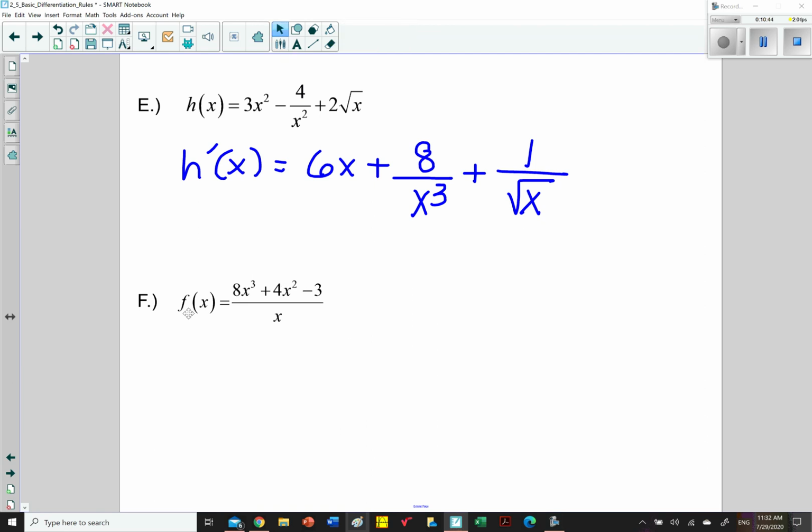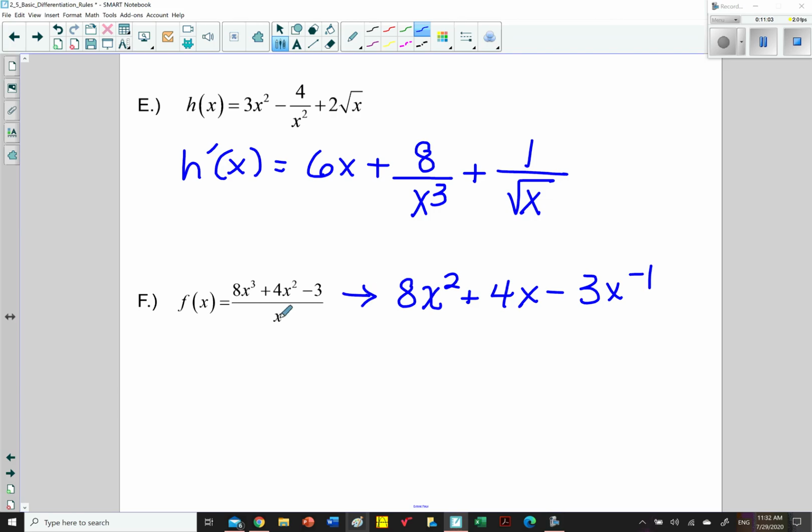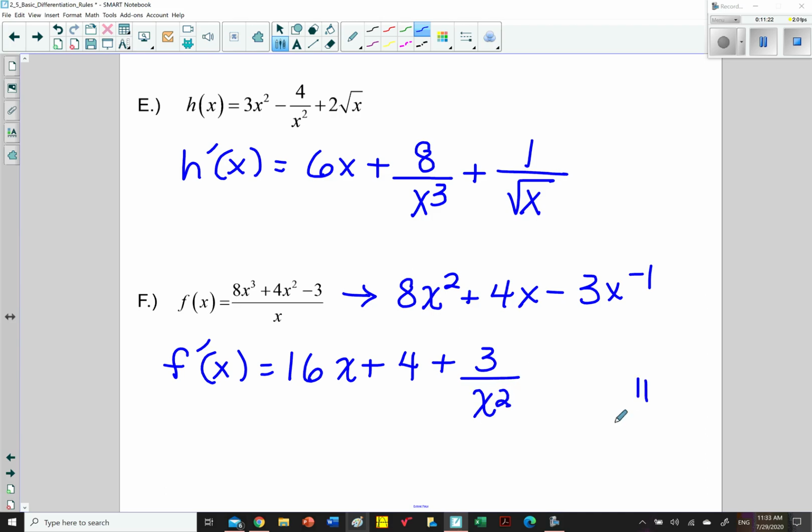Now this one is kind of like a decompose. It's got a single term denominator. So anytime you have a single term denominator, you can rewrite that as x squared plus 4x minus 3x to the negative 1. So I took that single term denominator and divided each term independently to reduce that down, then find the derivative of 16x plus 4 plus 3 over x to the second power. So all of that's pretty simple.